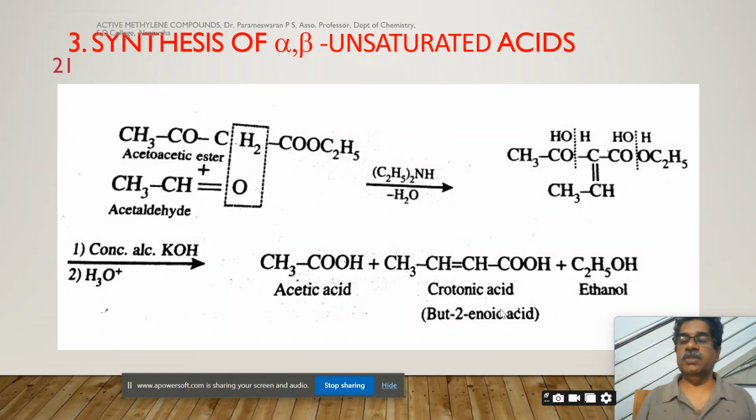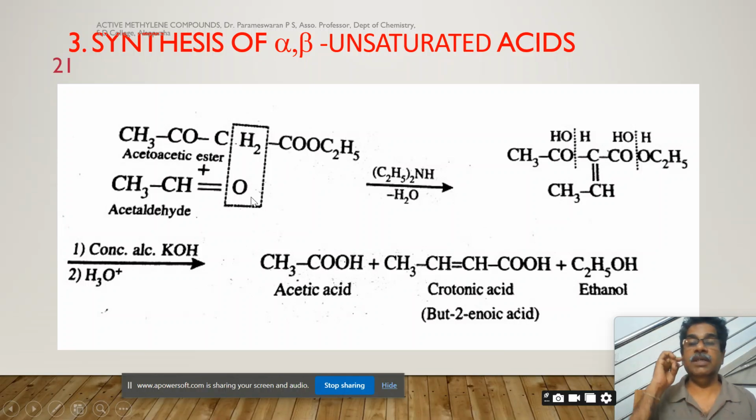The next one, you can also synthesize unsaturated acid, alpha beta unsaturated acid. So here, this is CH3COCH2COOC2H5 and acetaldehyde. So there is a condensation reaction in the presence of a secondary amine. Here, the two hydrogen atoms of the active methylene group and the oxygen atom of the carbonyl group of acetaldehyde are condensed together to remove a water molecule.